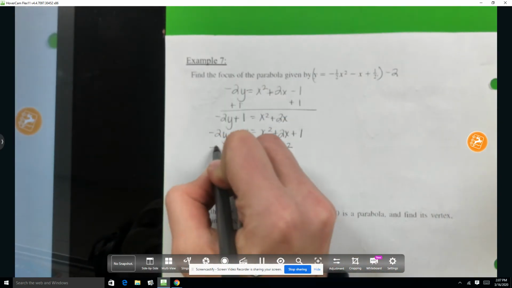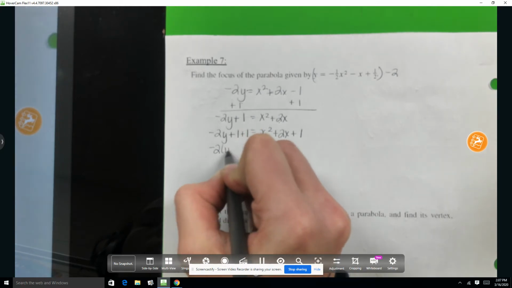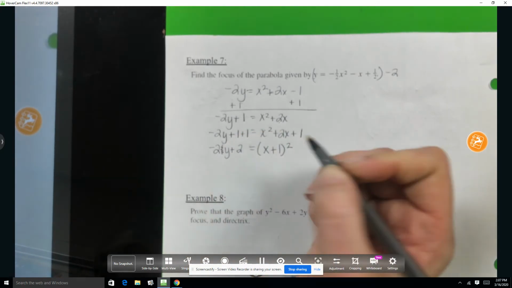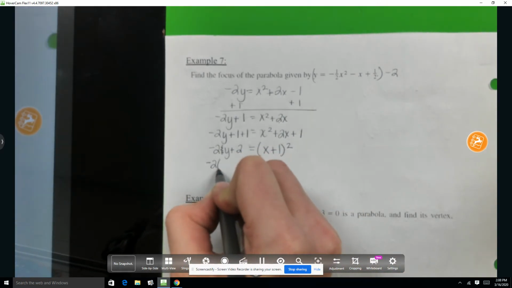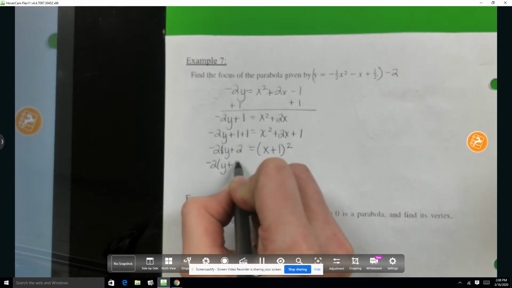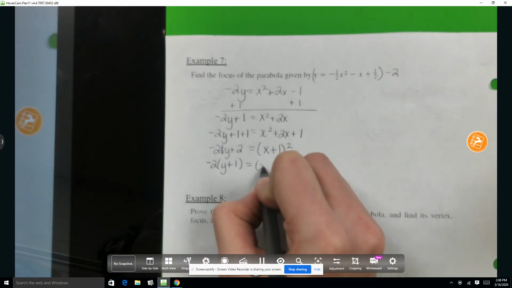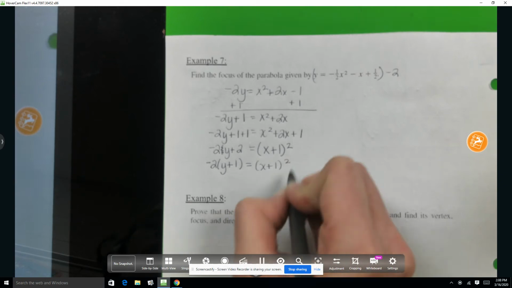I'm going to combine like terms here, so I have -2y + 2. To get this in the correct form, I'm going to factor out my -2. So I have -2(y + 1), and then I have (x + 1)^2.